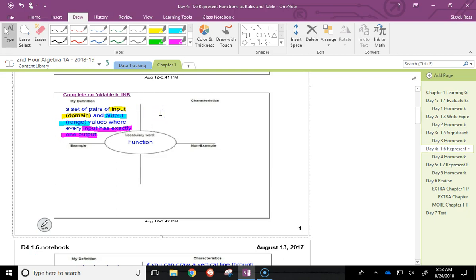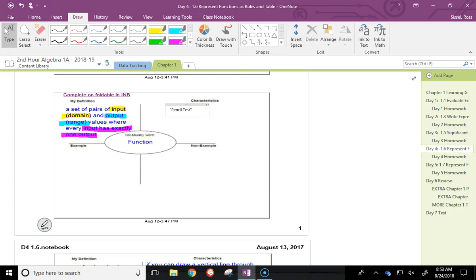Okay, characteristics. This is going to be important. So what does a function look like? I'm going to type in there. And I'm going to say one of the rules of a function to identify if something I graphed is a function, we're going to do the pencil test.